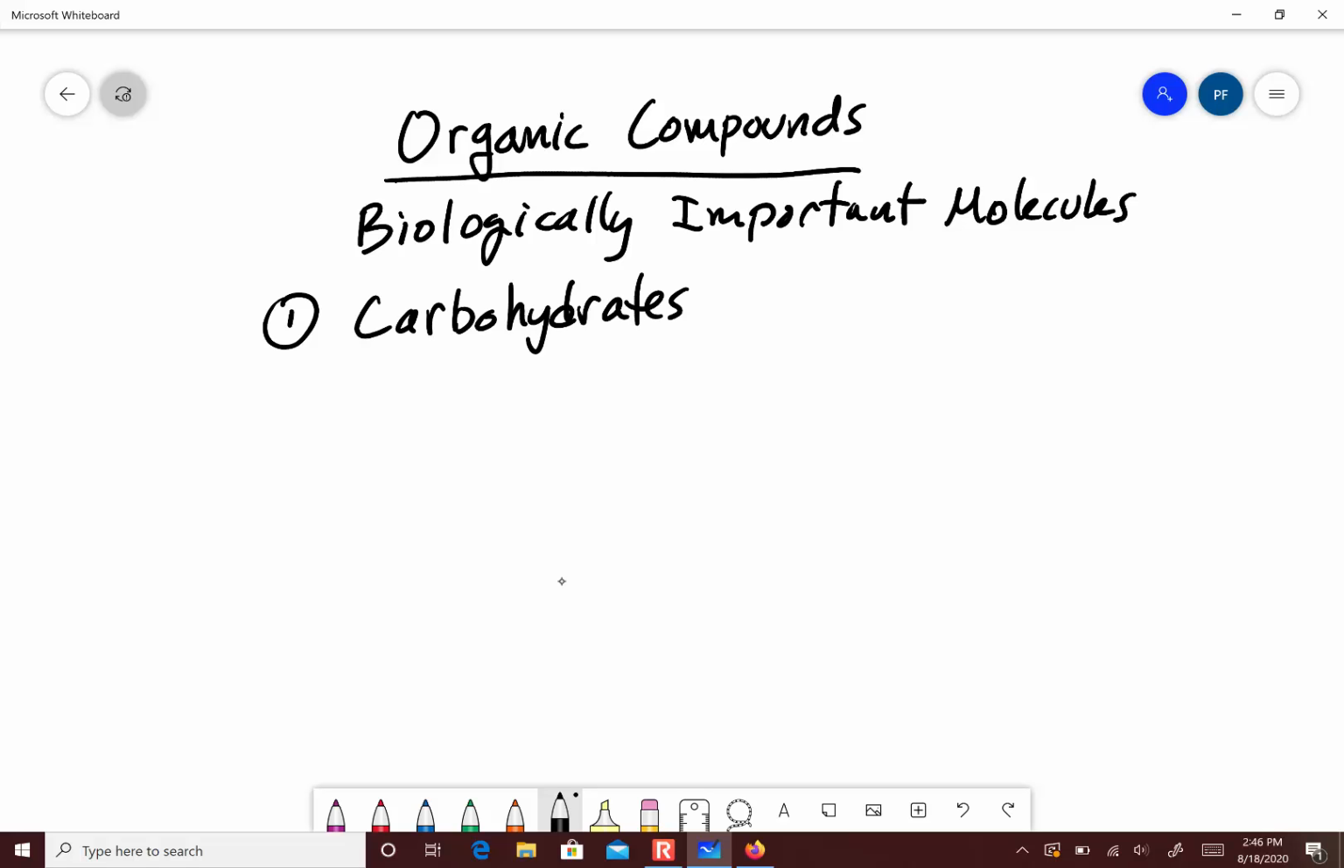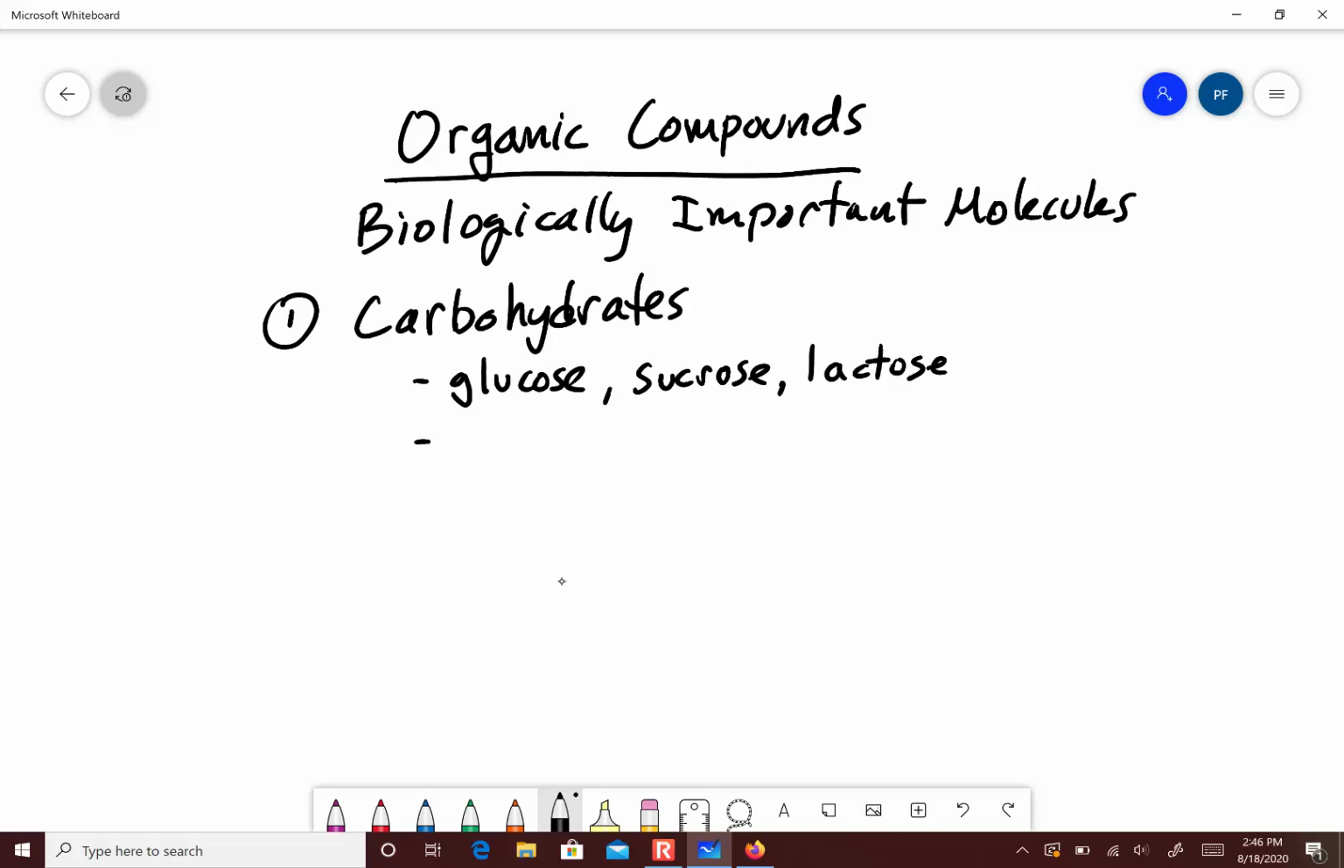Carbohydrates. Okay, so what we'll do with these categories, there's a ton of stuff we can do with each of these. What I'm just going to do is give you a couple of examples, 2 or 3 examples, and then some basic ideas of what organisms use these things for. Okay, so for carbohydrates, examples, things like glucose, sucrose, which is table sugar, lactose, which is the sugar in milk. So those are some pretty common ones: glucose, sucrose, lactose.